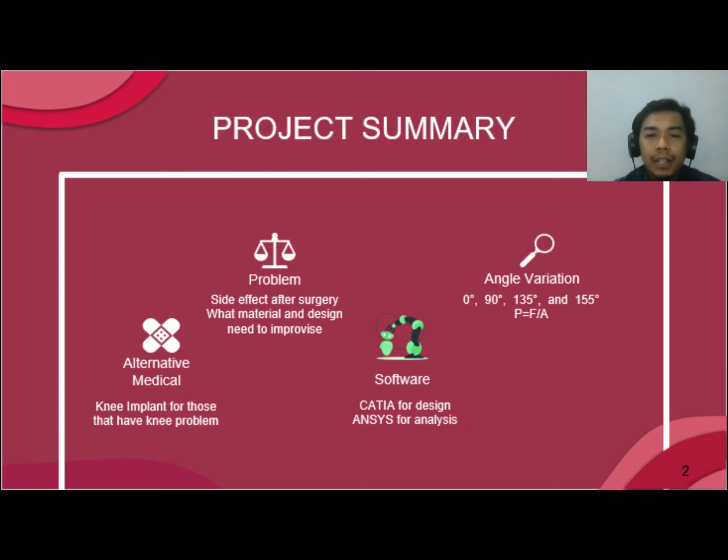The design of the knee implant in this project is using CATIA software. However, the finite element analysis is done using ANSYS software to select the best modification design. There are three parts in this project that need to be focused on, which are femoral, tibia insert, and tibia. Every flexion angle has different force and stress distribution on the knee. The angle variation for this study is 0 degrees, 90 degrees, 135 degrees, and 155 degrees.